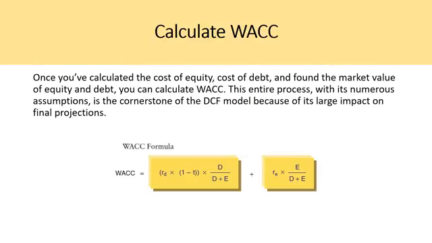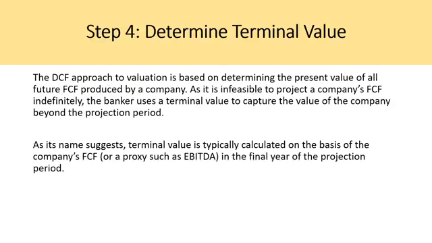So now we can calculate the WACC, right? So once you've calculated the cost of equity, cost of debt, and found the market value of equity and debt, you can calculate the weighted average cost of capital. This entire process, with its numerous assumptions, is the cornerstone of the DCF model because of its large impact on final projections. The higher the weighted average cost of capital, the lower the projected value. The lower the weighted average cost of capital, the higher the projected value. So that means that you need to make sure that you can stand by and defend your weighted average cost of capital, because whether it's higher or lower relative to your competitors, the final result will be significantly impacted by the individual assumptions you make, the cost of debt assumptions and the cost of equity assumptions, as well as the total capitalization assumptions.